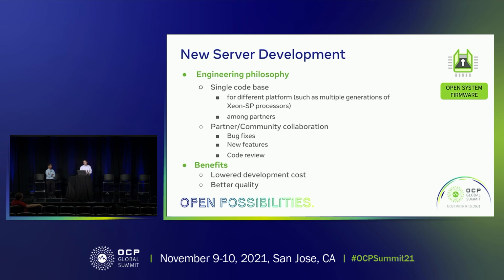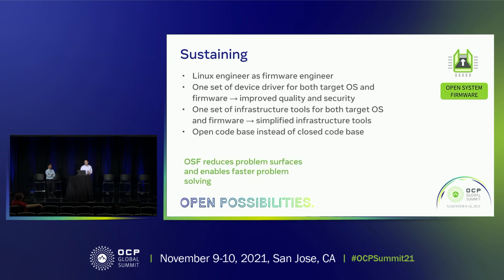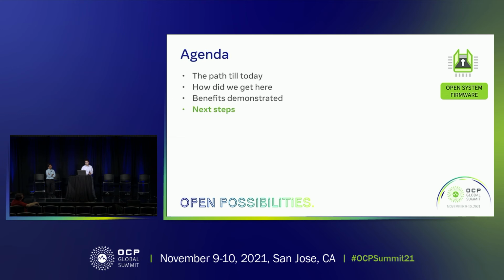So the benefit is we lower the development cost for us and for everybody. The sum is big, and we get better quality. On the sustaining part, we benefit from Linux engineers becoming firmware engineers. So there is one set of device drivers for both the target OS and firmware. That would improve the quality, the security, and time to market. And we only need one set of infrastructure tools for OS management and firmware management. And we have an open code base instead of a closed code base, so it reduces the problem surface and enables faster turnaround.